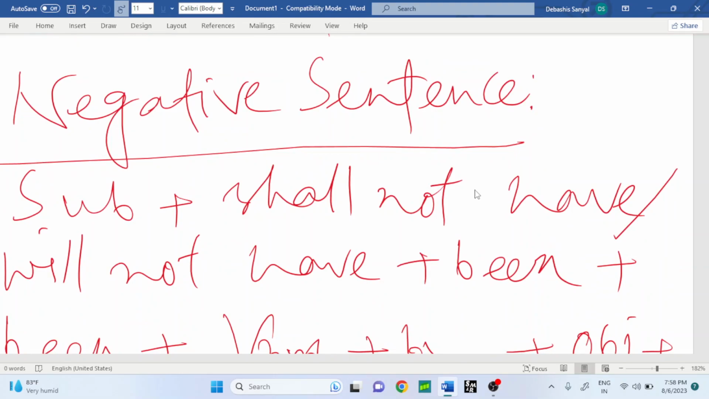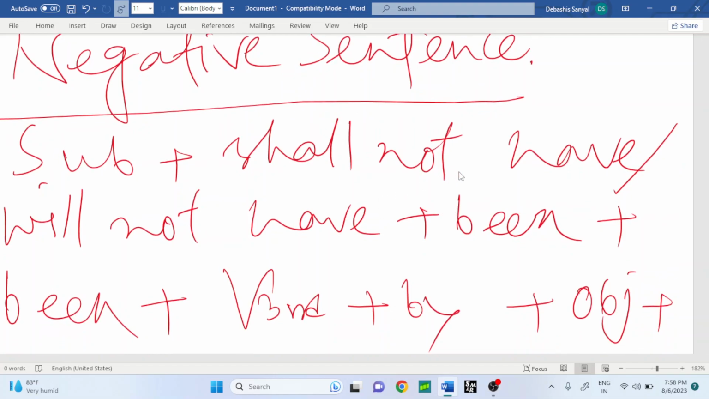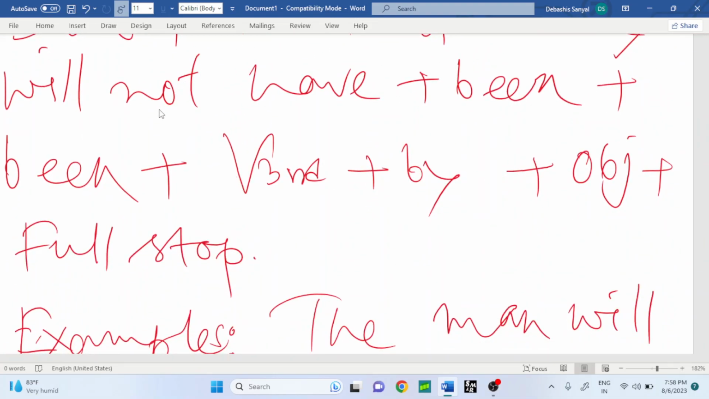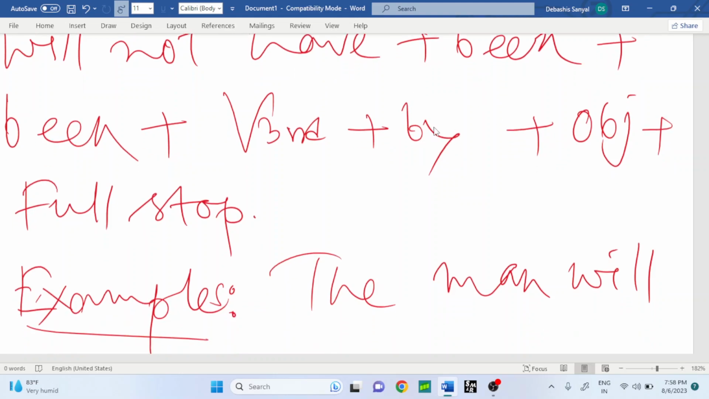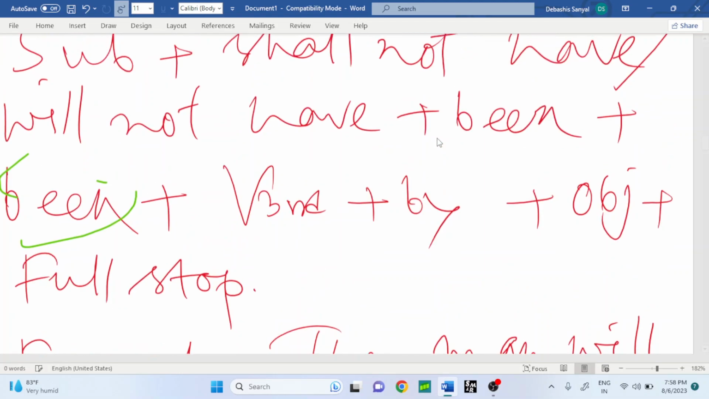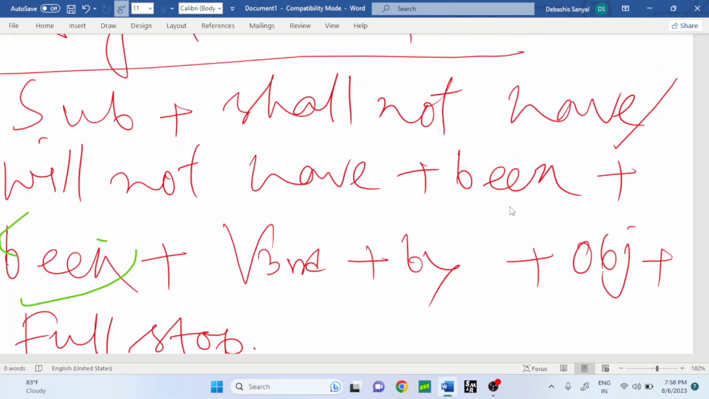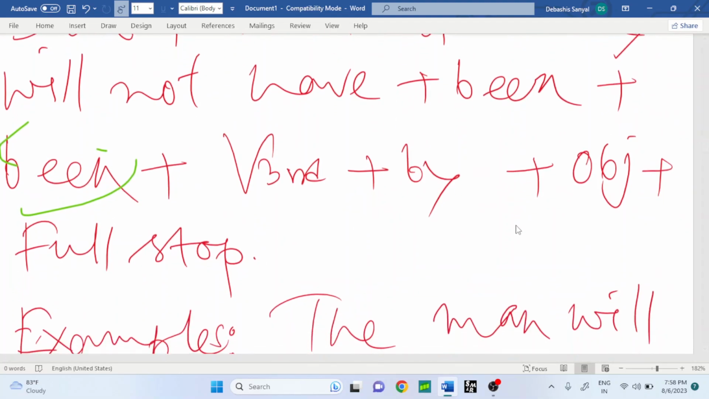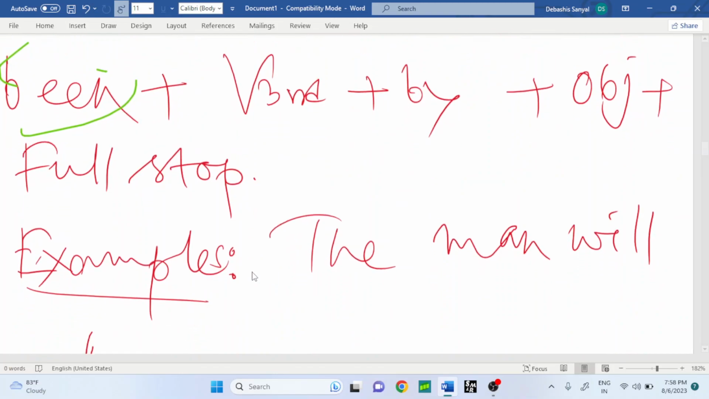Next one is the negative sentence. The structure of a negative sentence in future perfect tense: subject, shall not have or will not have according to the subject. Remember, next being, it's written by me twice, but only one being is there. Then the third form of the verb, by, object, and at the end of the sentence a full stop.